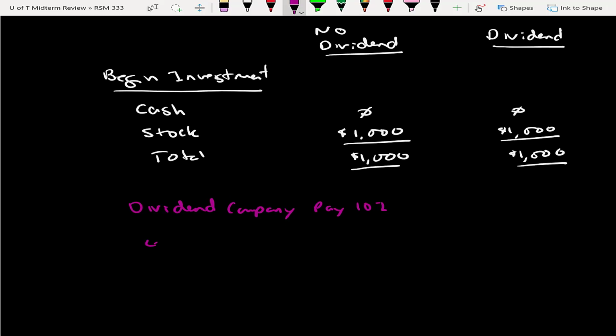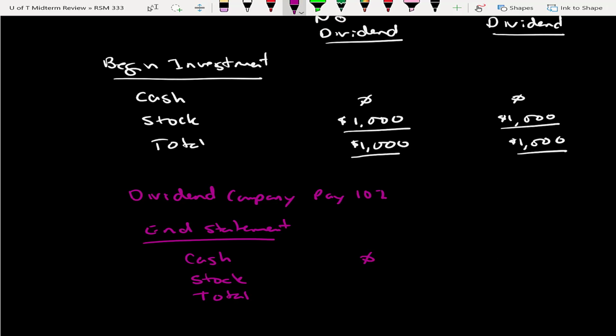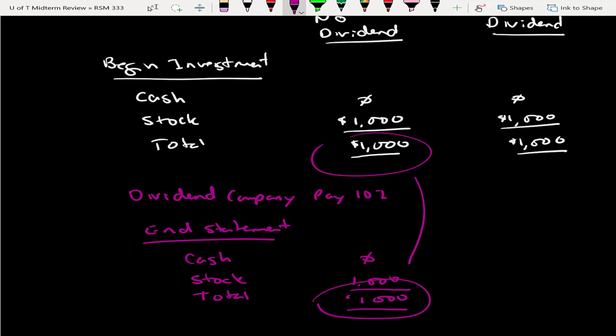So what's the ending statement that you get for the next month? You'll receive a statement that shows what you have in cash, stock, and total. In the company that doesn't pay the dividend, nothing changes. You have no cash, you have stocks worth 1,000, and your total is 1,000. That's what you'd expect, because nothing happened. Now, what about the company that paid the dividend? This company paid a 10% dividend, so your statement will show $100 in cash.